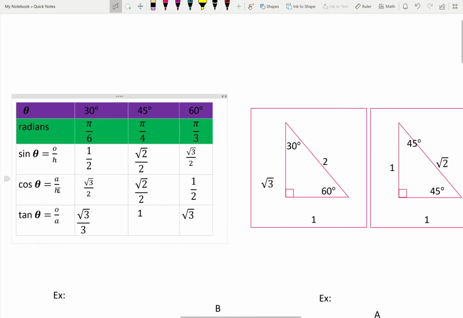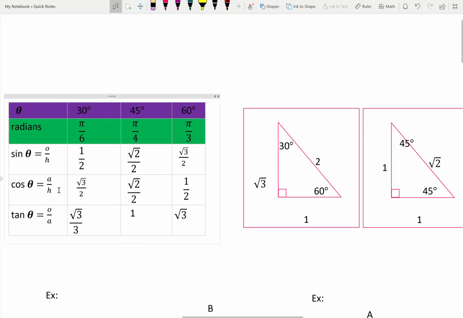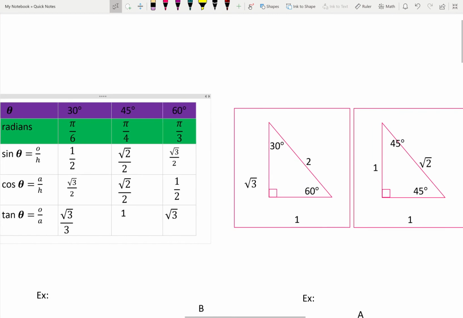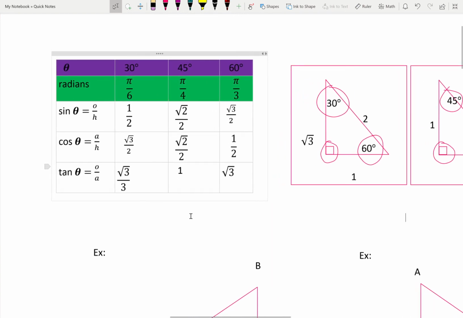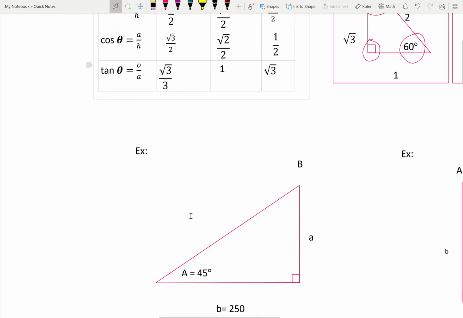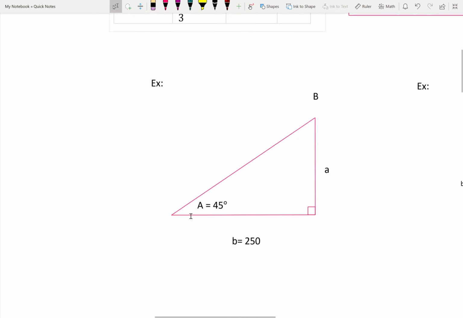So these numbers really come from common right triangles that occur. The two triangles they come from are the right triangle with a 90 degree, 60 degree, and 30 degree angle, and the other one where I have a 90 degree angle and two 45 degree angles. But we're more concerned about how to apply this. So here's our first example.